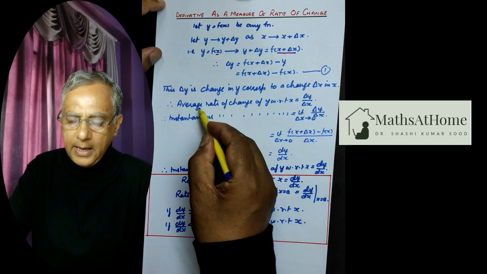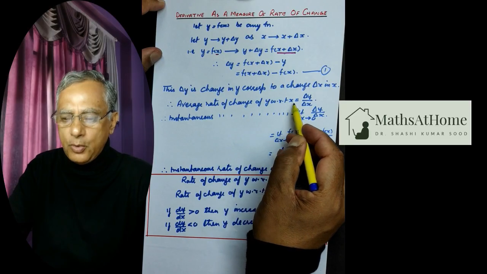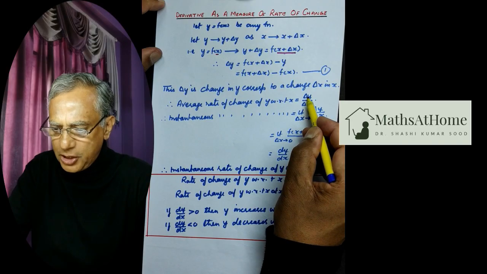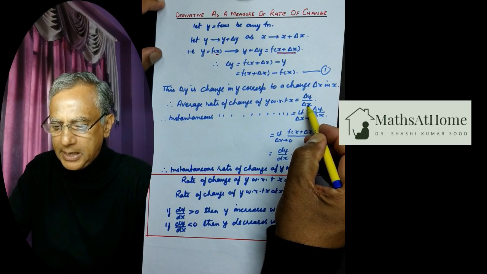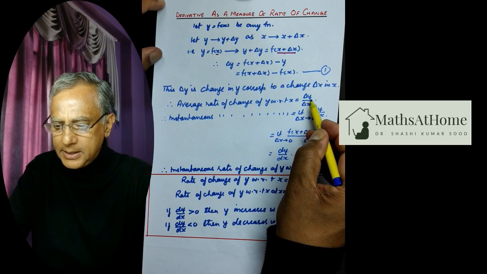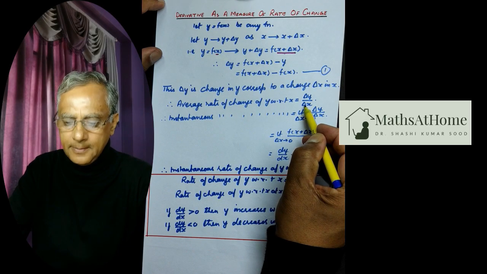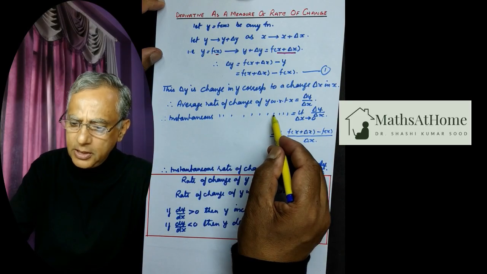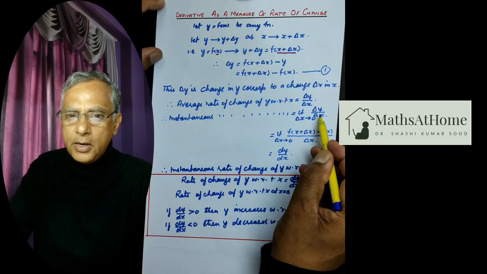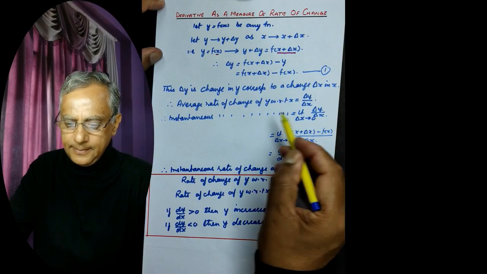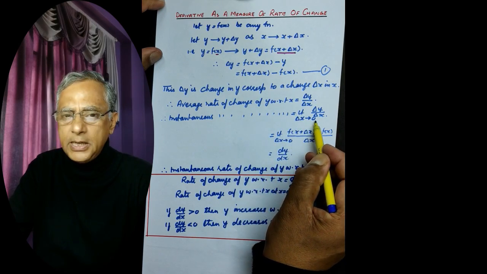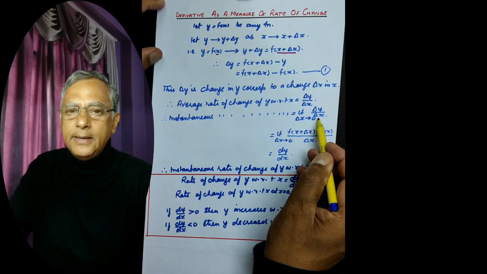Therefore, the average rate of change of y with respect to x is delta y by delta x. And the instantaneous rate of change of y with respect to x is the limit as delta x approaches 0 of delta y by delta x.